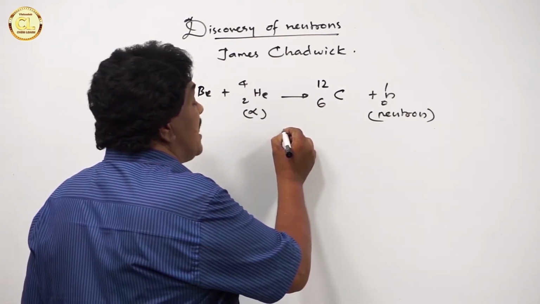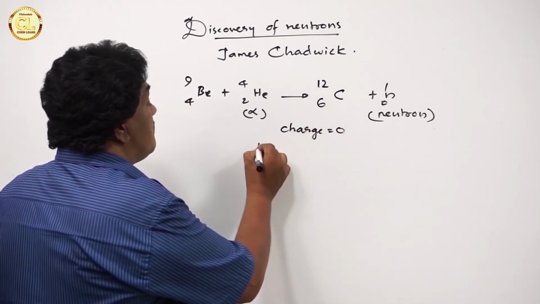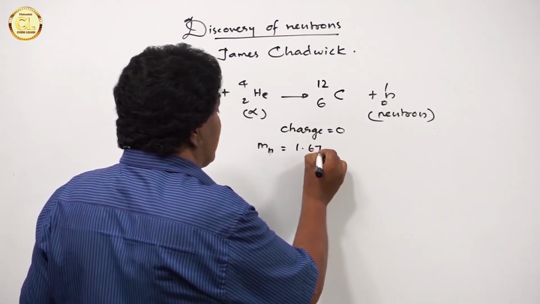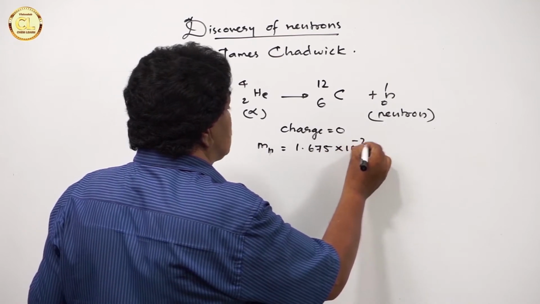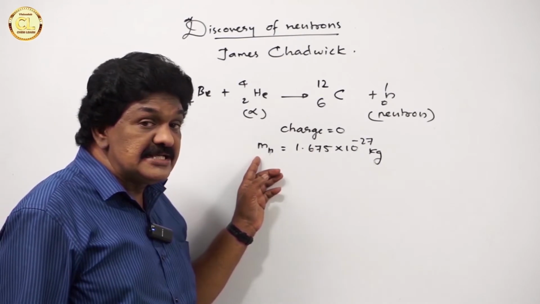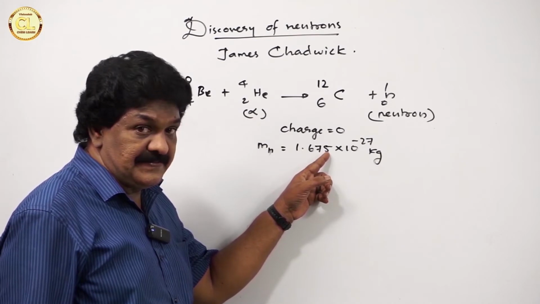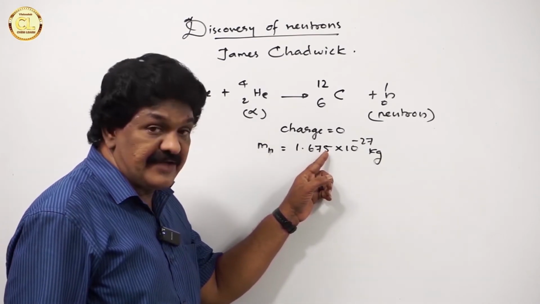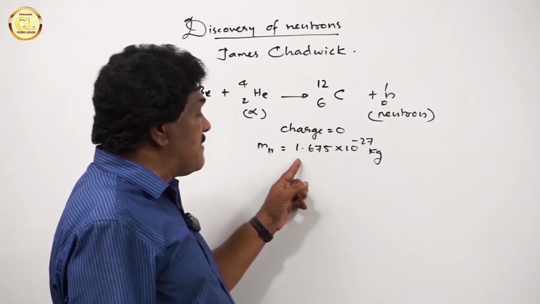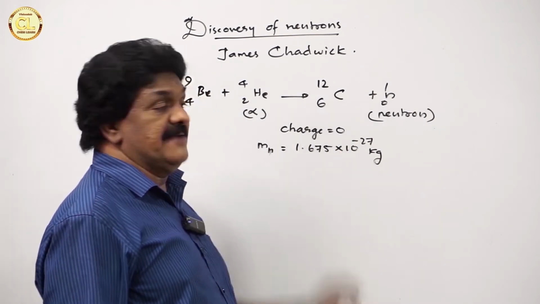Neutrons are neutral particles with charge equal to 0. Mass of the neutron is 1.675 into 10 raised to minus 27 kg. That is, mass of the neutron is nearly equal to that of proton. For proton it was 3 here, but for neutron it is 5 here. That is the difference. Therefore, mass of the neutron is 1.675 into 10 raised to minus 27 kilograms.